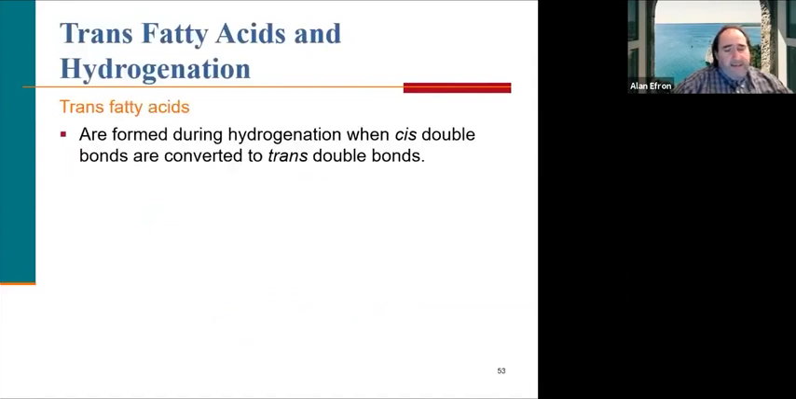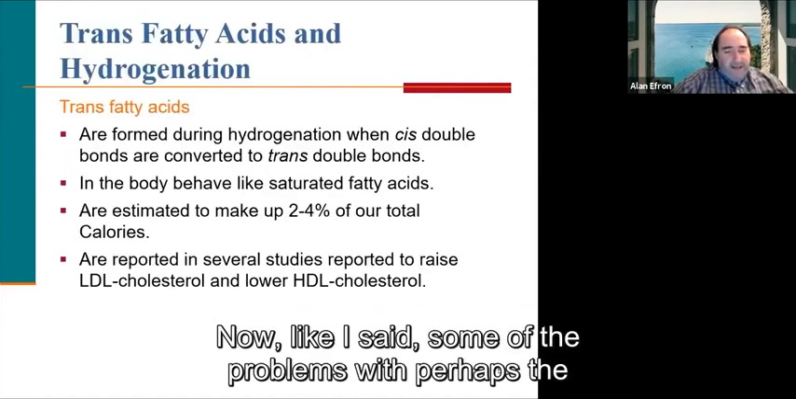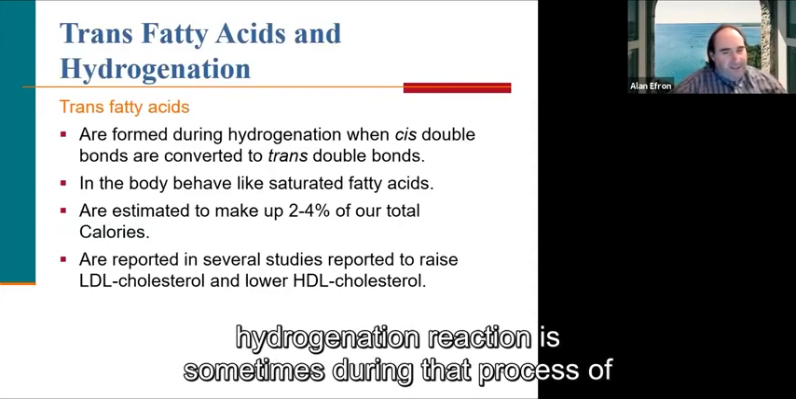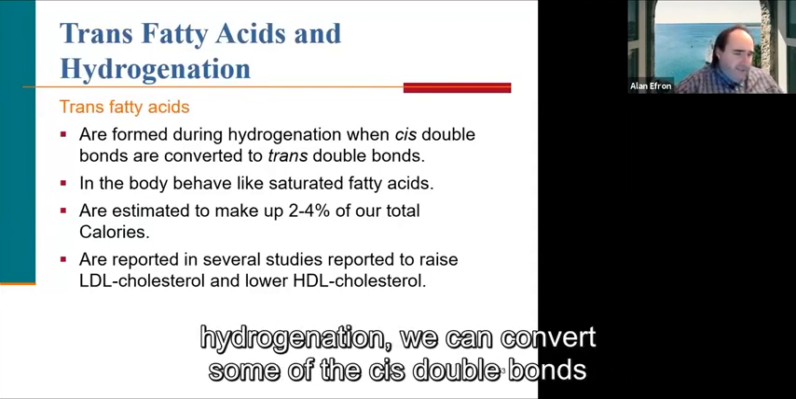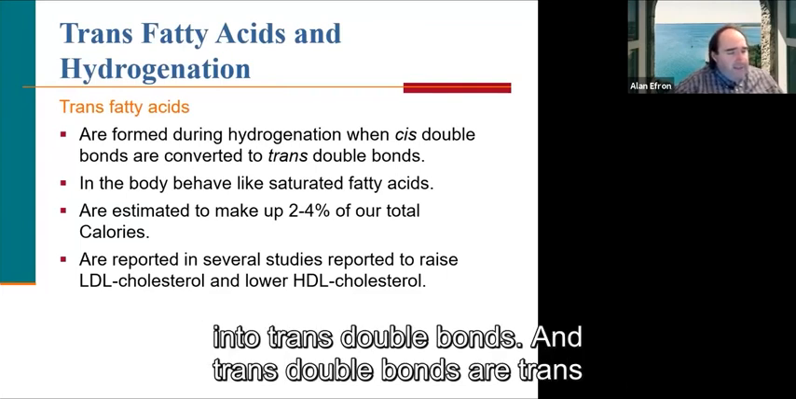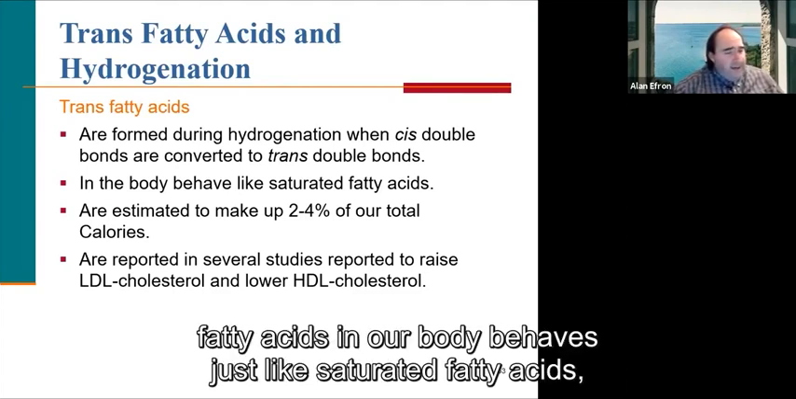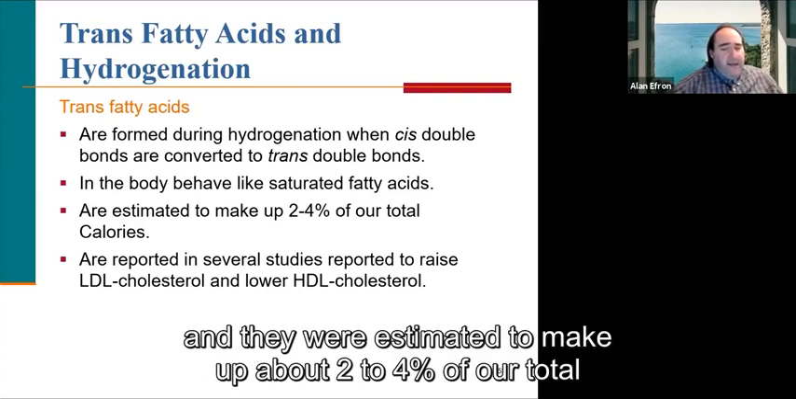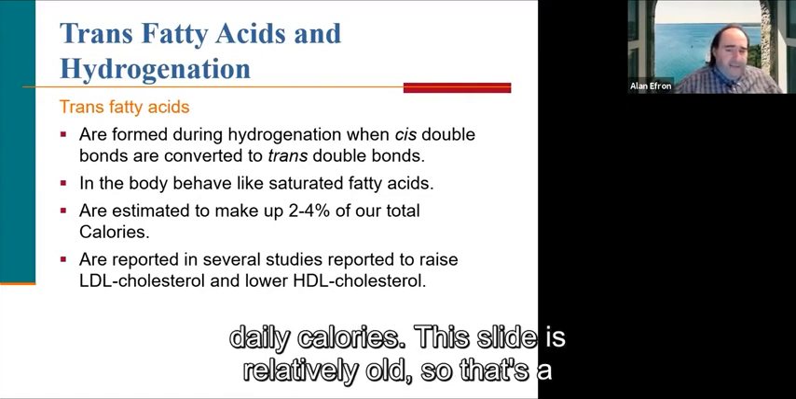Now, like I said, one of the problems with the hydrogenation reaction is that sometimes during that process, we can convert some of the cis double bonds into trans double bonds. And trans fatty acids in our body behave just like saturated fatty acids. They were estimated to make up about 2 to 4% of our total daily calories.